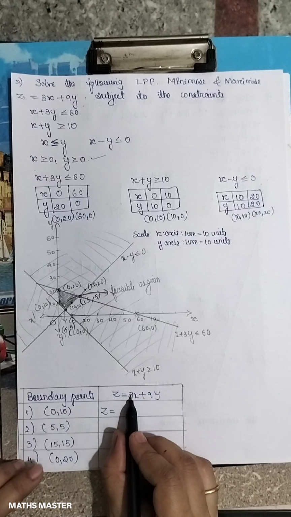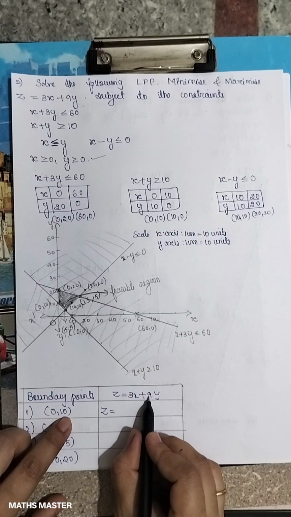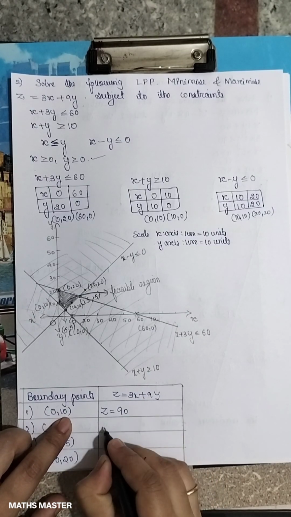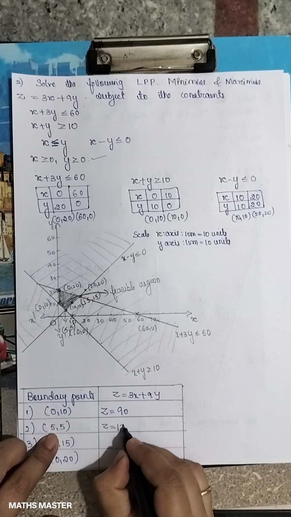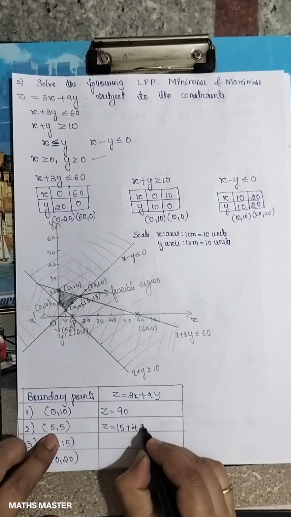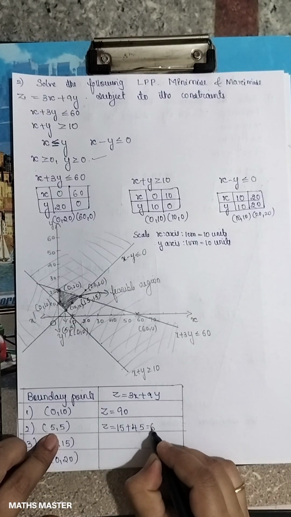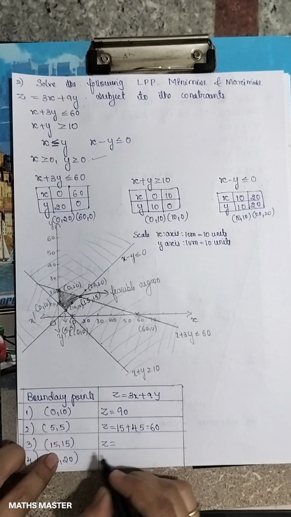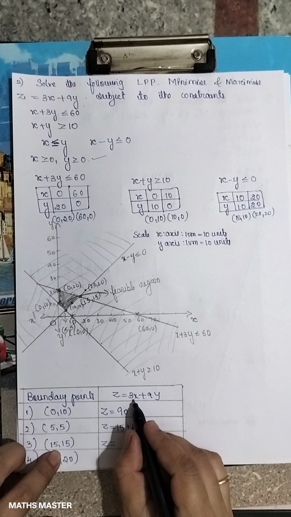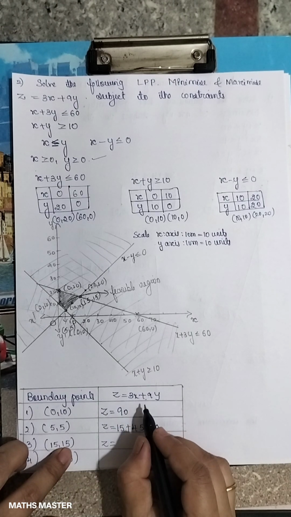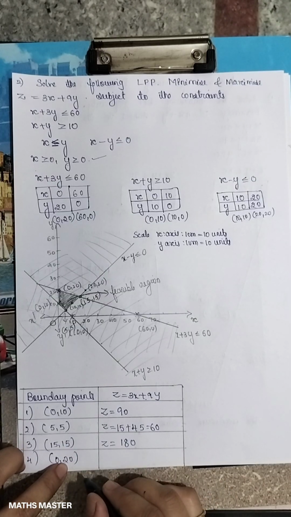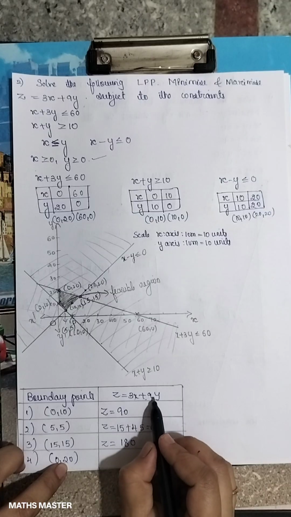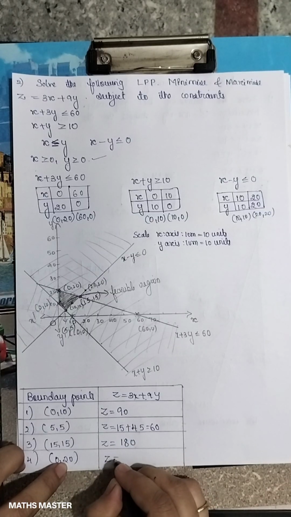So 3 into 0 is 0, 9 into 10 is 90. We have got 1 point. Next 5 and 5. 3 5s are 15 plus 9 5s are 45. So 45 plus 15, 60 we will get. Z equals 15 3s are 45 plus 15 nines, so we'll be getting 180. Then 0 comma 20. So 3 into 0 is 0, 9 twos are 18, so we'll be getting 180.